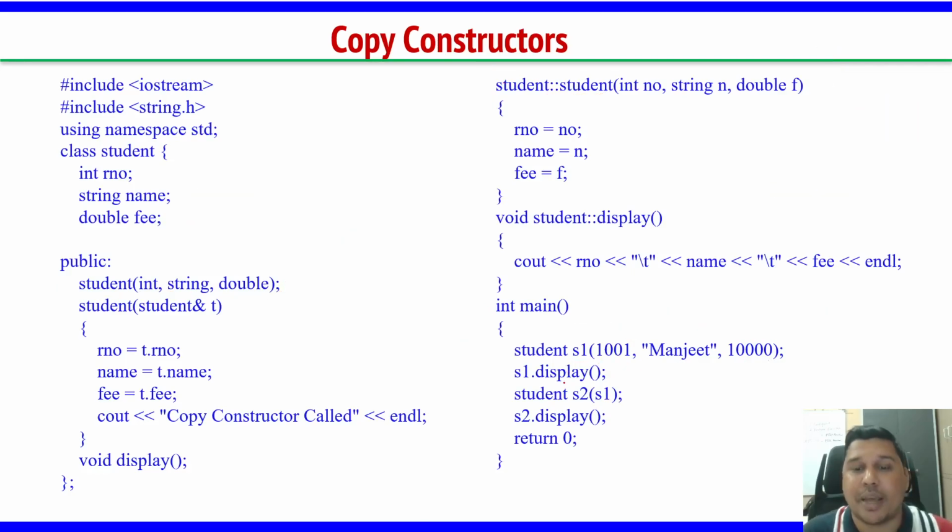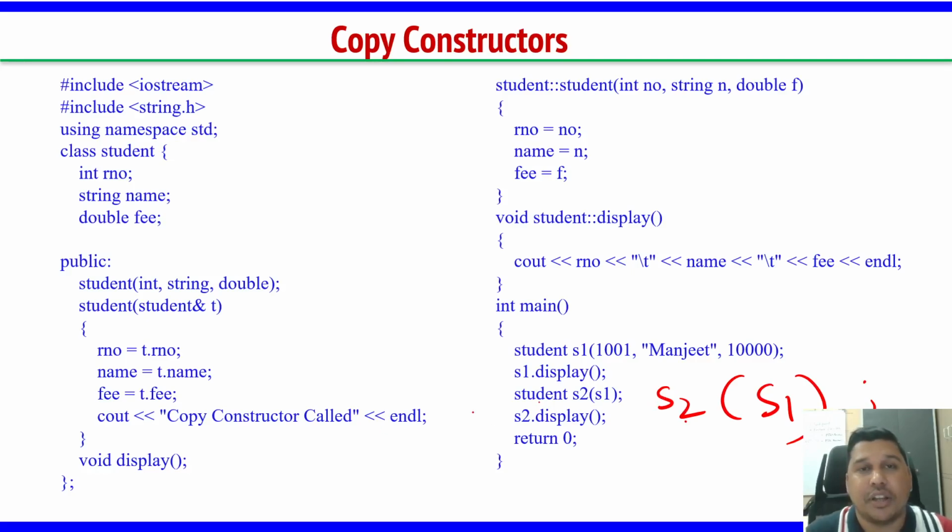Now, after this, what is happening? I am writing s1.display. Display is a public function. So with this display function, I am displaying roll number, name and fee. Job is done. But now you see, I wrote student S2 of S1. I am passing object S1 as an argument to object S2.